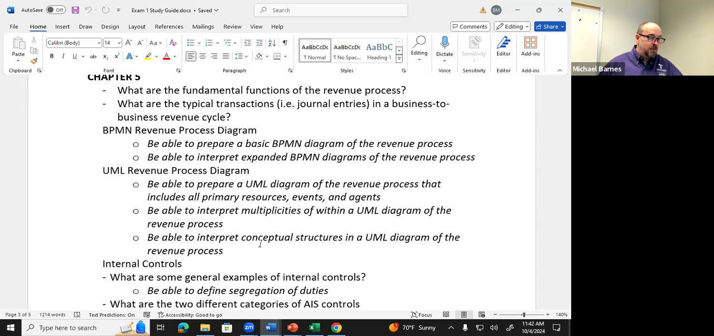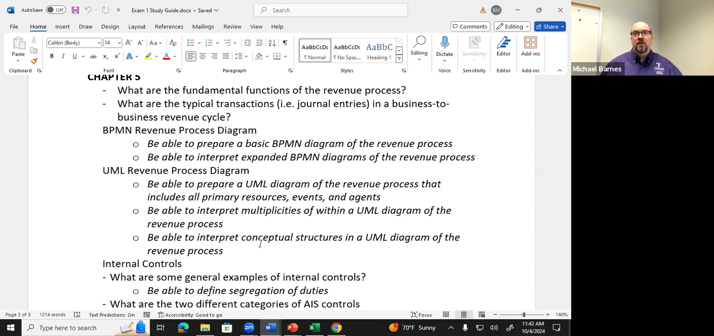So you will need to be able to prepare a basic BPMN diagram of the revenue process. Basic meaning that we're going to talk about a single departmental or a single lane depiction, which doesn't mean that it occurs across a single department, but we're not going to worry about depicting different department flows. So you just need to do a very simple one. That's kind of the first example of each of these that we looked at. That's what you're going to be responsible for.